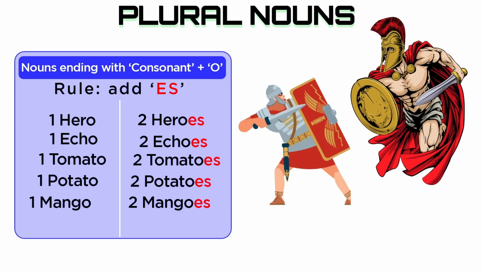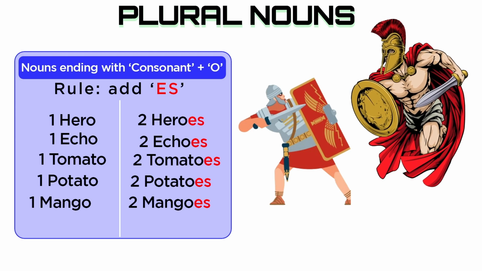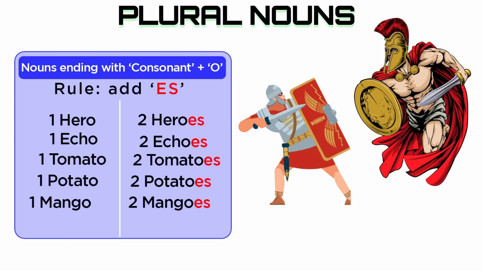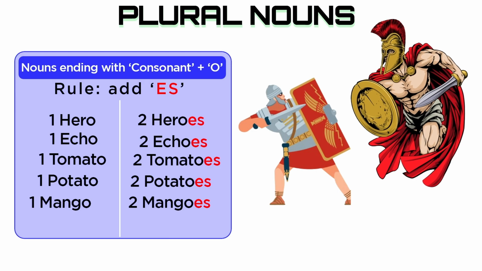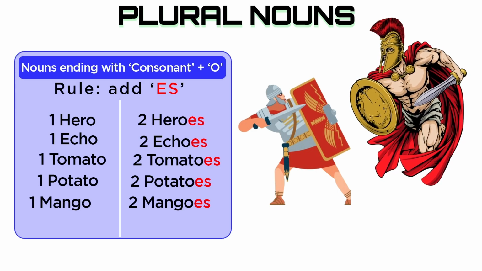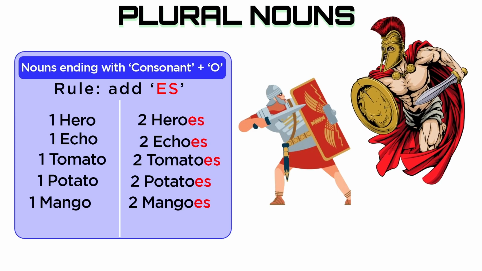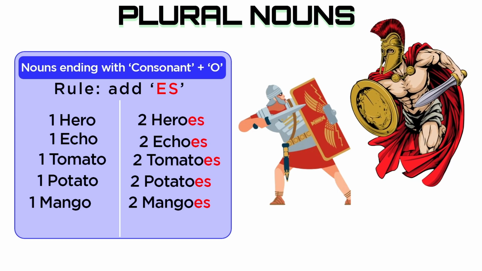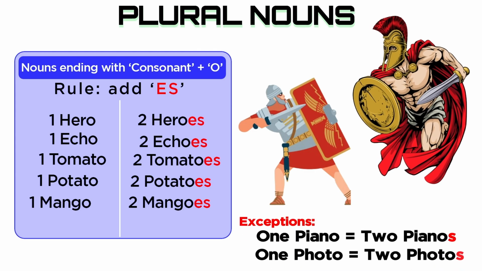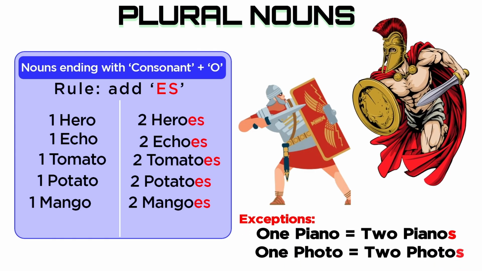Now, there are some exceptions to this. The two most common exceptions: piano. One piano and two pianos. We just add an s and not e, s. Another example, one photo, two photos. These are exceptions.